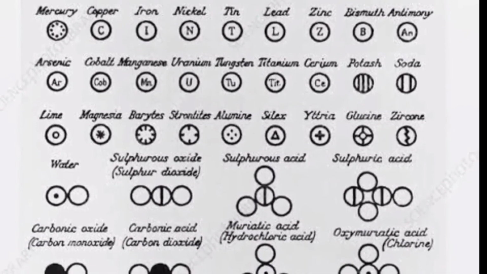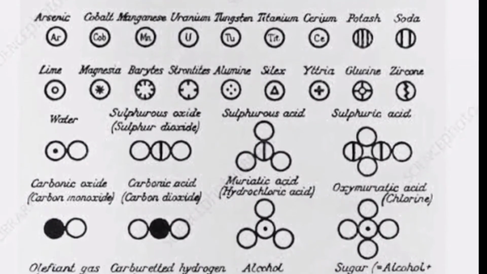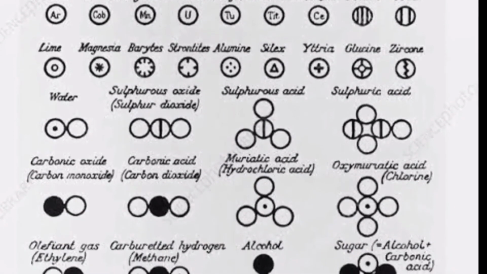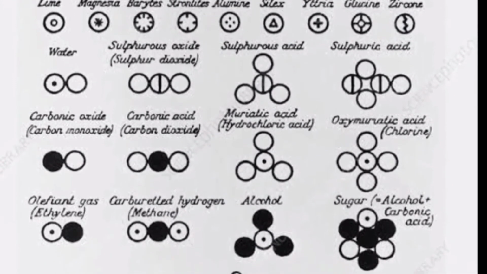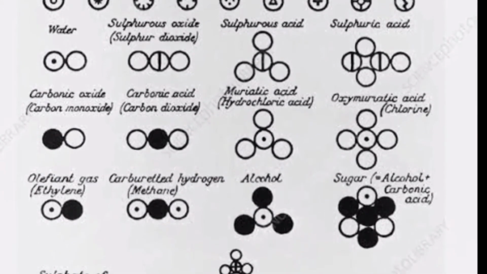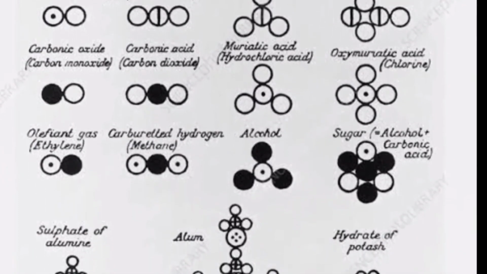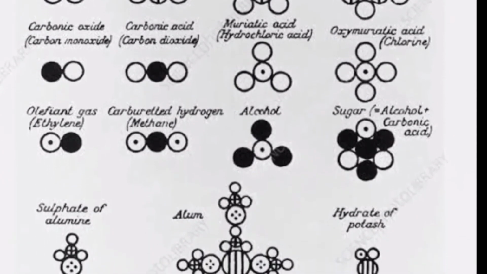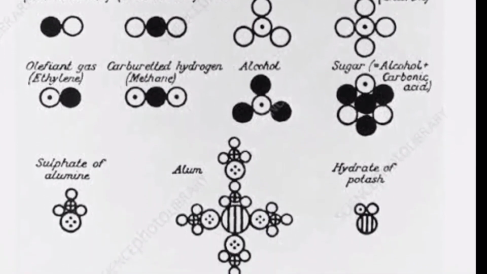After that, in the second list there were 20 elements and in the third list there were 36 elements. As these were figurative symbols, it was very difficult to remember how many dots were in a circle, or whether the line should be vertical, horizontal or slanting. It was not easy to remember, so it was not in use for long.